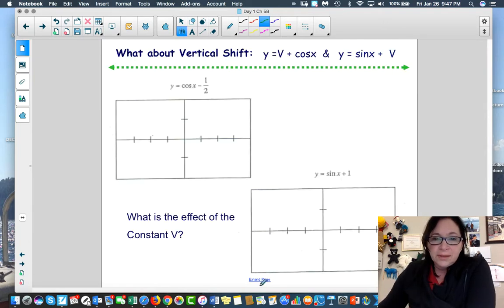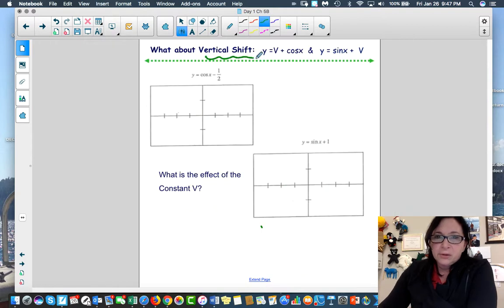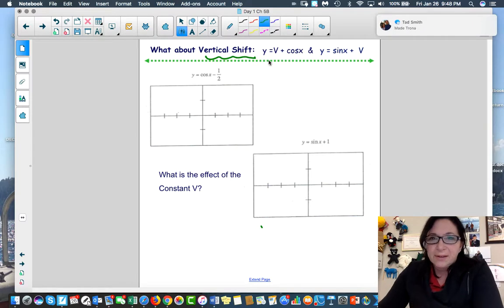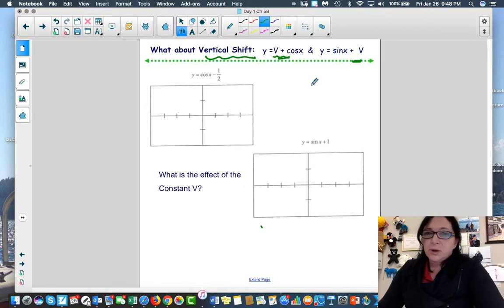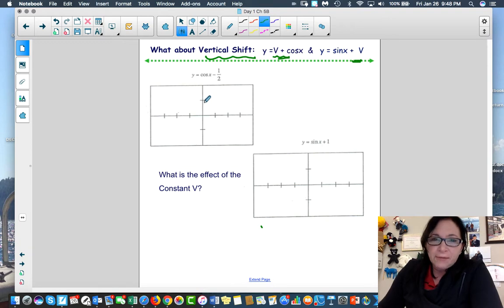So the last shift that we're going to talk about today is vertical shifts. Vertical shifts can be adding in the front or adding in the back, but you also can subtract. So a cosine graph, again, starts high, ends high. Halfway in between, we have a low point. Halfway in between that, it crosses the x-axis, and it's going to look like this.